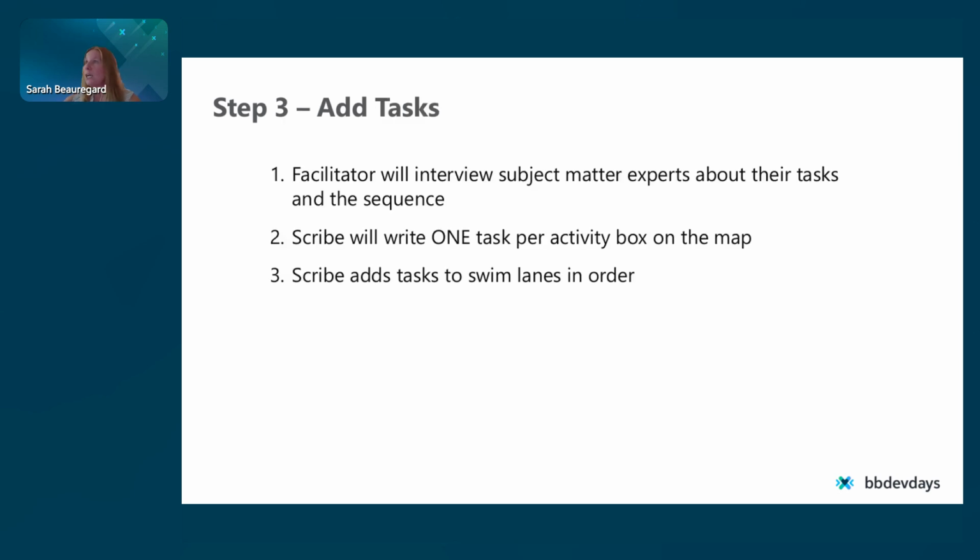So as the facilitator, I'm going to ask each of the subject matter experts about the tasks that happen in this process and what they do. And the scribe is going to go ahead and document one task per activity box on the map as those are described, and we're going to add them to the right swim lanes in order. I mentioned that the Microsoft Office products, if you're using those, you can use the insert shapes menu to help you create the map with the appropriate shapes on it as you walk through the process. So let's see what that looks like.